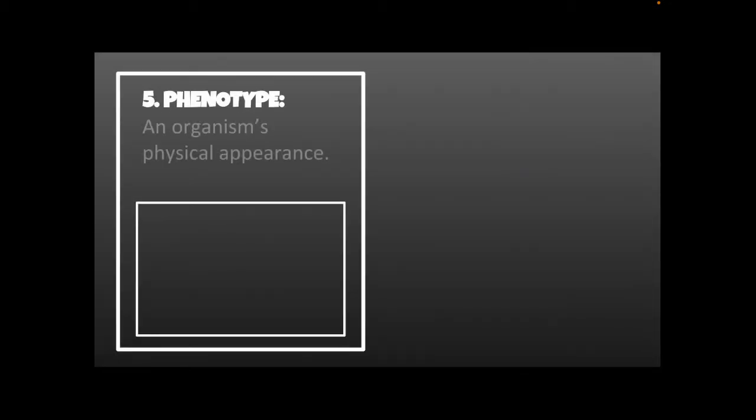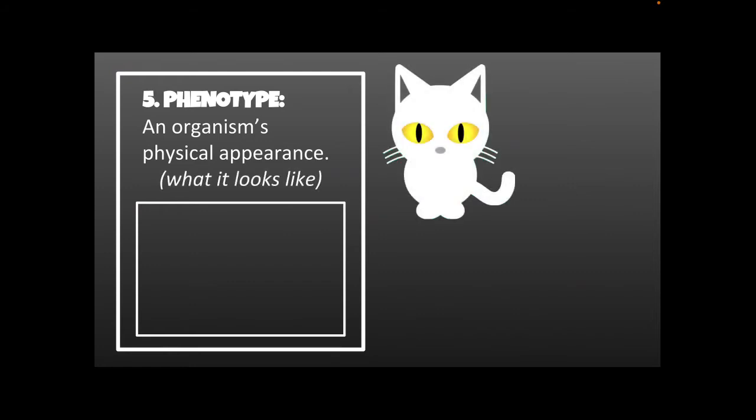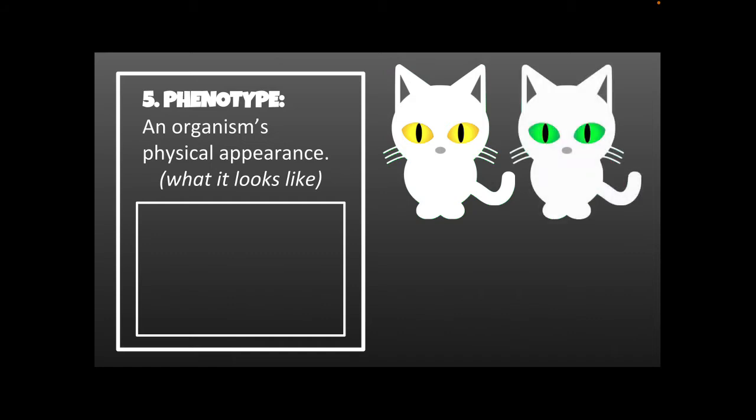Phenotype. Phenotype is a fancy word to say what the organism looks like, or the trait that actually showed up and presented itself. So, a phenotype is yellow eyes or green eyes. There are only two phenotypes with a dominant and a recessive trait. There's only two possibilities. So if you have to guess, it's a 50-50 shot.